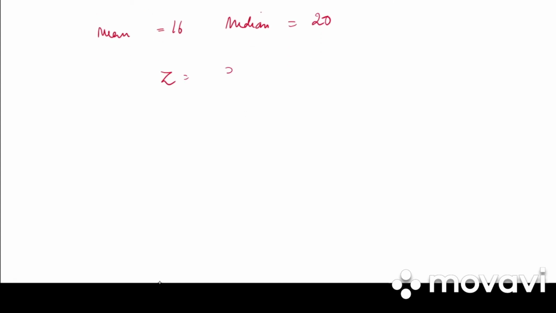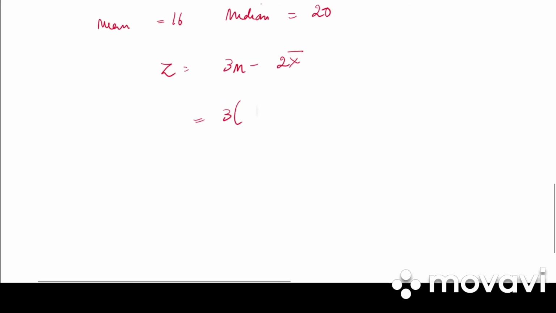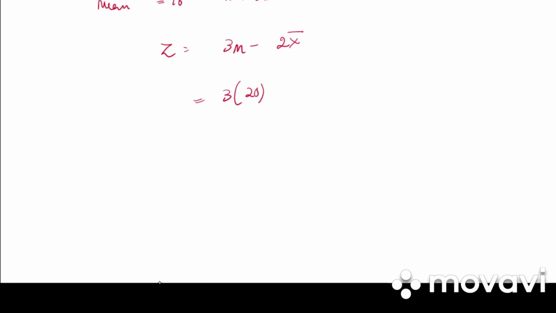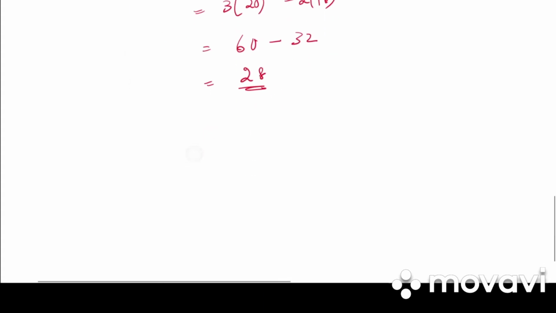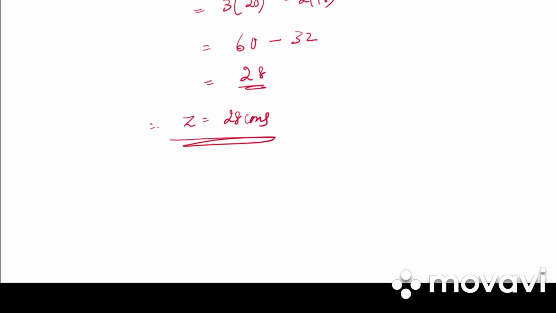So what is the formula? Z is equal to 3m minus 2x bar. So it is 3 into what is the median, 20 minus 2 into 16. So it is 60 minus 32, which is 28. Therefore, mode is equal to 28 centimeters.